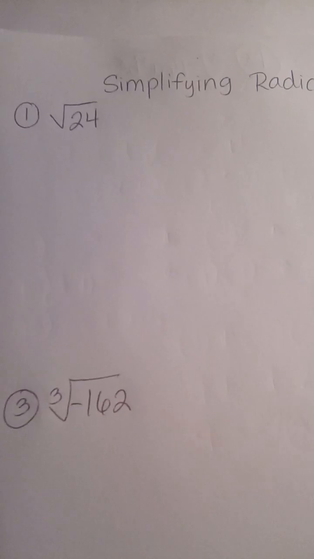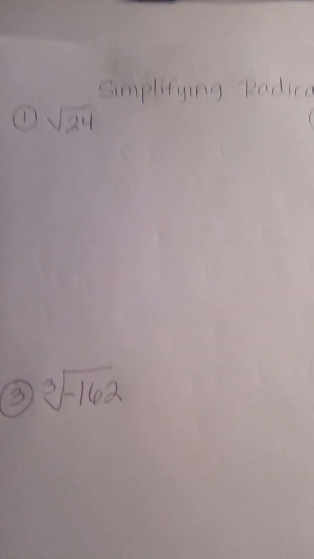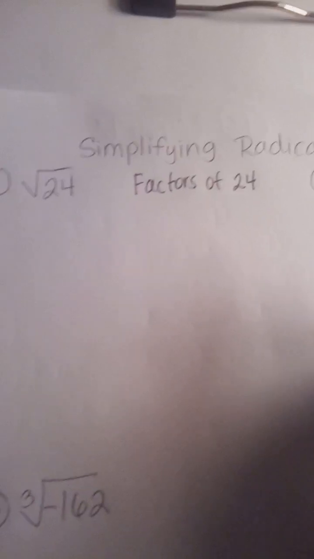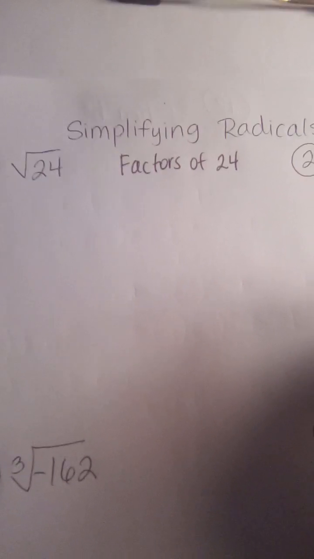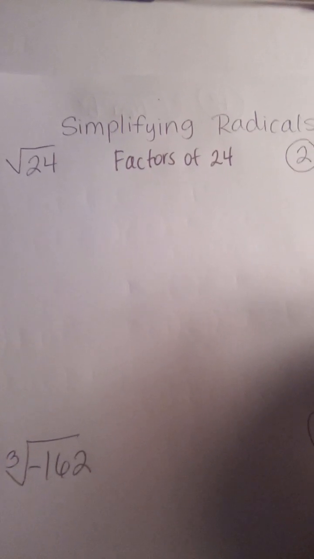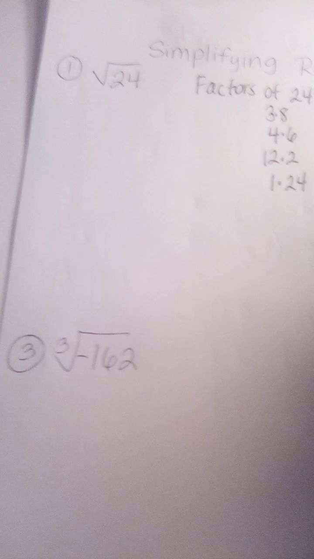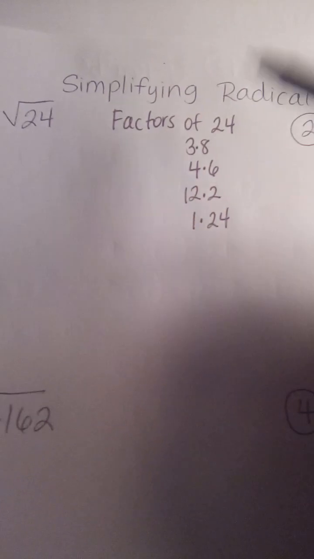I always do this first. First thing first is we're going to do factors of 24. It's going to help. Okay? What are factors of 24? We can use 3 and 8, 4 and 6, 12 and 2. Oh, I'm going to write this down. 3 and 8, 4 and 6, 12 and 2, 1 and 24. Put it on the side right here, on the left side.